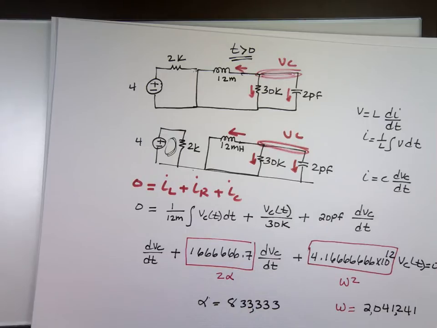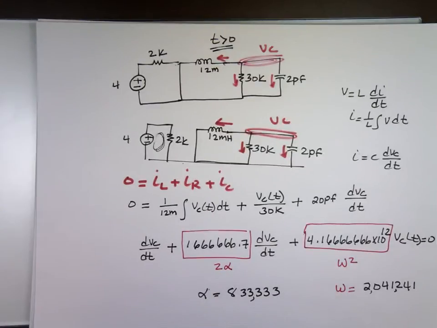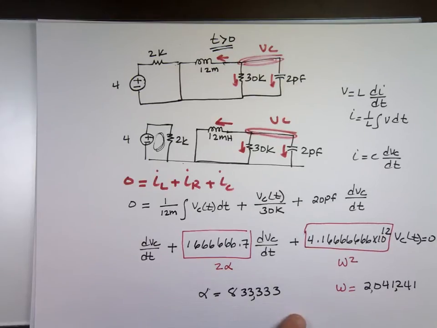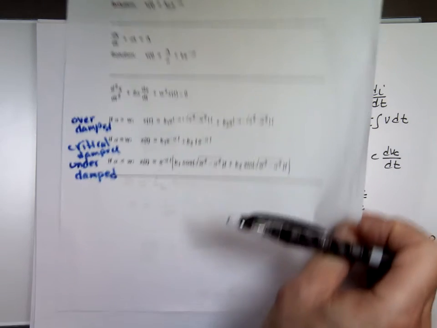So if I saw the correct numbers on the problem, these are my answers. Now, what do you notice about alpha and W? Alpha is less than W. If alpha is less than W, aha, we have a different story for an answer.